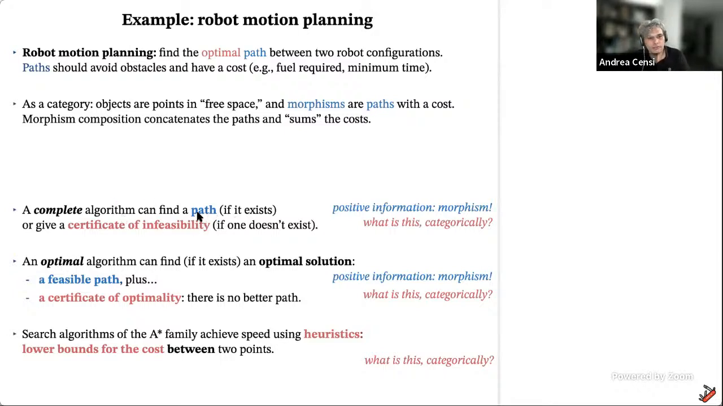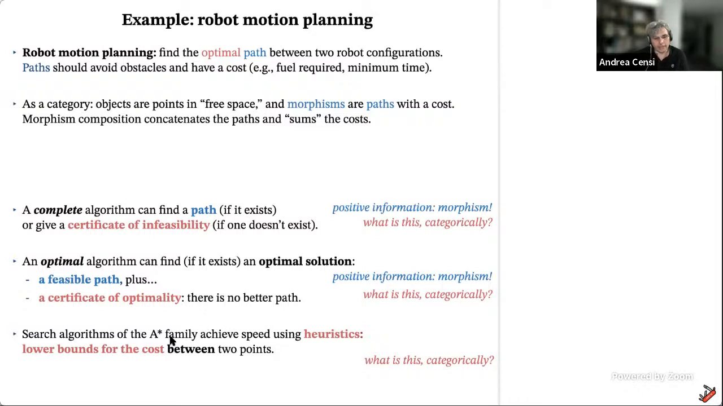So in general, we call such an algorithm complete if we can find a path, if the path exists, or give a certificate of infeasibility if one doesn't exist. So the path here is positive information, and that's a morphism. A certificate of infeasibility is unclear what it is, but it's negative information. Now, an optimal algorithm can find an optimal solution. So what is an optimal solution? It is a feasible path together with a certificate of optimality, which typically says that there is no path which is better than this. So again, this is positive information and there is negative information.